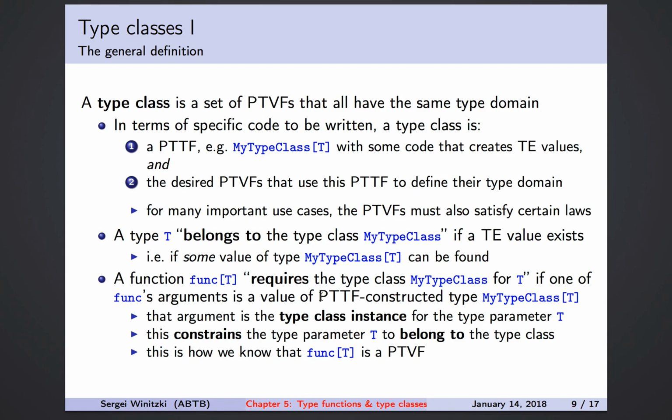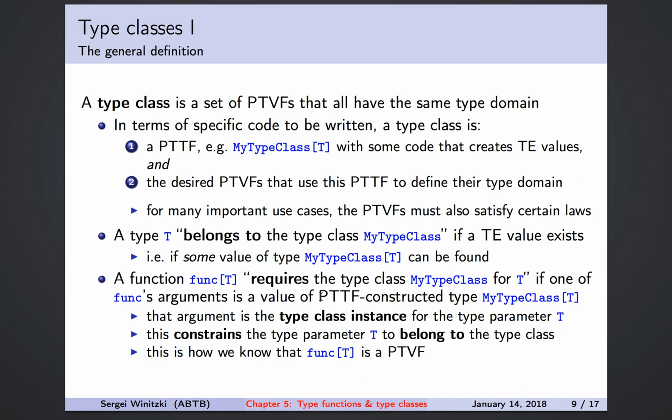So now, having done all this, let me say what type classes are. Right now we were talking about partial type to value functions and partial type to type functions. But this is not really the terminology that most people use. It is just the terminology that I find the most illuminating. It tells you exactly what we're doing. But actually, people say type class. So what's a type class? A type class is basically a set of partial type to value functions that all have the same type domain.